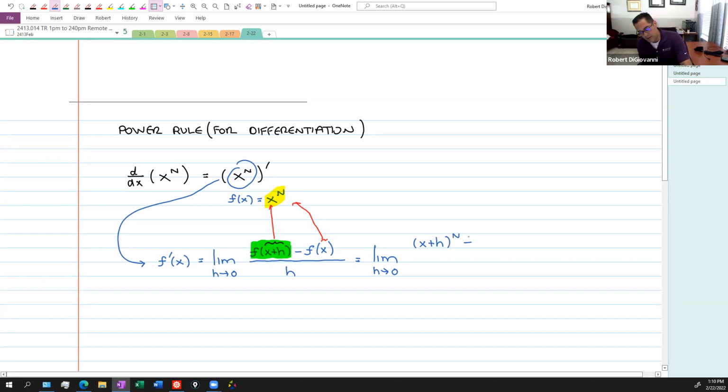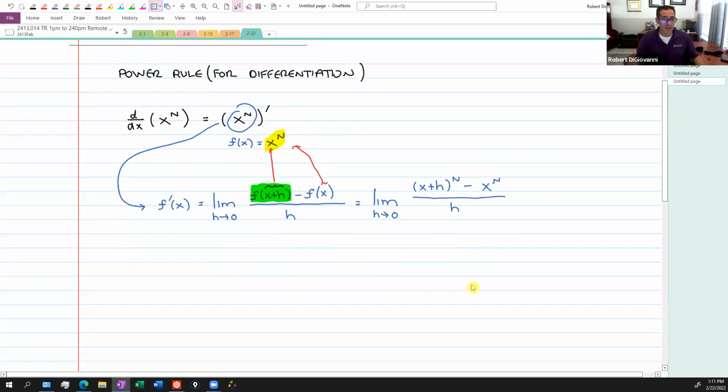And then I'm going to say minus what? Just x to the n. X to the n. That's f of x. And then all of this is divided by h. Does everyone understand that? If we're looking at the function x to the n, then if we plug x plus h into that function, we get x plus h to the n, and then we have minus f of x, which is just the original function x to the n. And we need to figure out what this is, right? We've got to figure out, like, what does this do? And right now, if we try and let h go to 0, we're going to get 0 over 0, which is bad. So how do we do this, right?